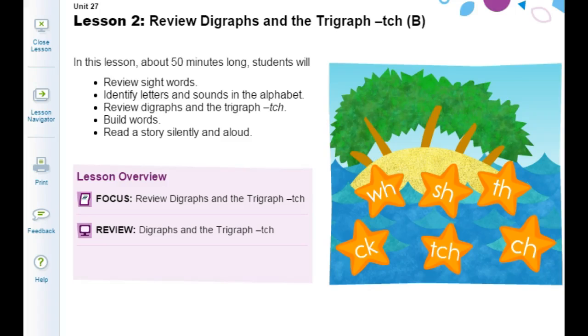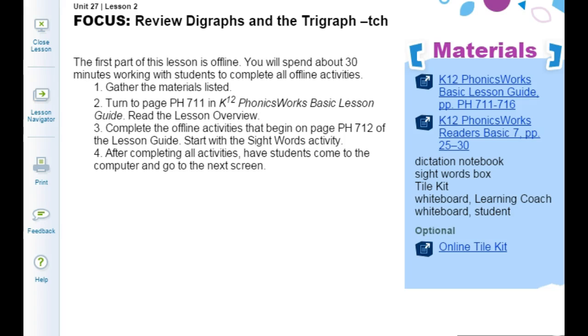Hi families, this lesson is to help you work through Phonics, Unit 27, Lesson 2. In this lesson, students will be reviewing sight words, identifying letters and sounds in the alphabet, reviewing the TCH trigraph, building words, and reading a story silently and aloud. For this lesson, you will need the Phonics Lesson Guide, pages 711 through 716.